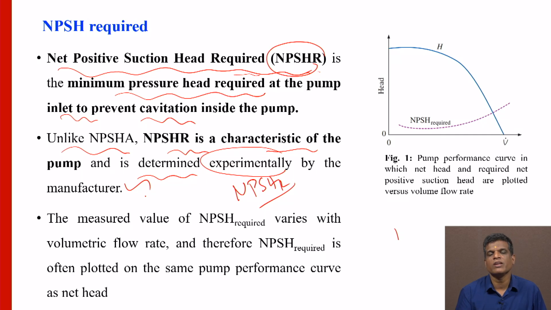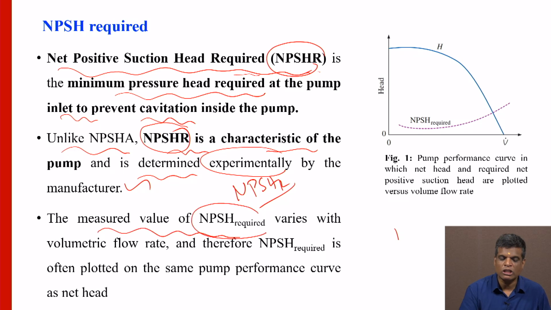So NPSHR is always given by the manufacturer; they always give that value of net positive suction head required for the pump. So the measured value is the required one, and the previous one is the available one. If the availability is high, then of course the cavitation will decrease.